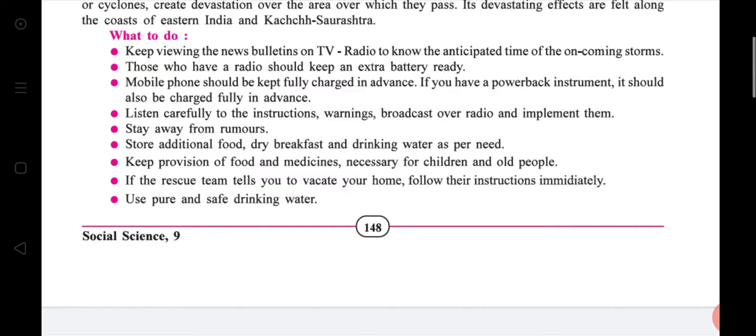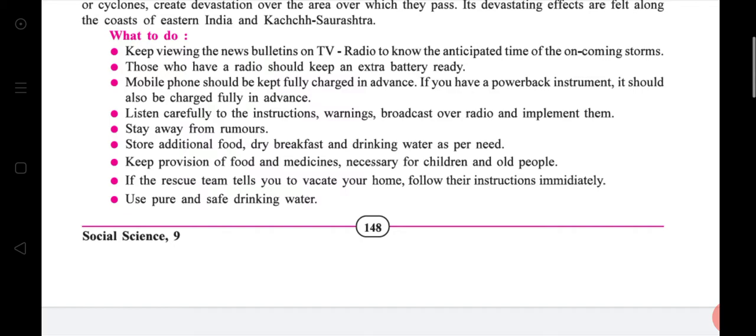Keep viewing the news bulletin on TV, radio, to know the anticipated time of the oncoming storm. Then those who have a radio should keep an extra battery ready. See students, at the time of cyclone, you have to view the news on a TV and also stay in touch with the radio and keep an extra battery ready in the radio.